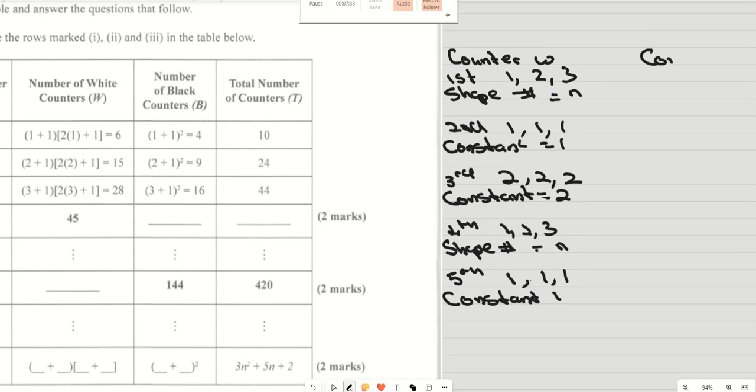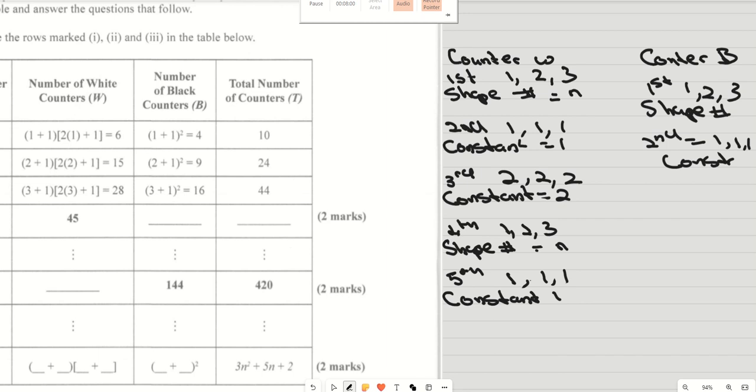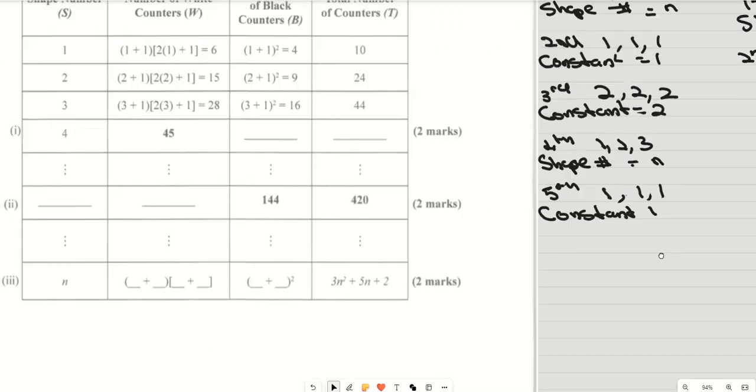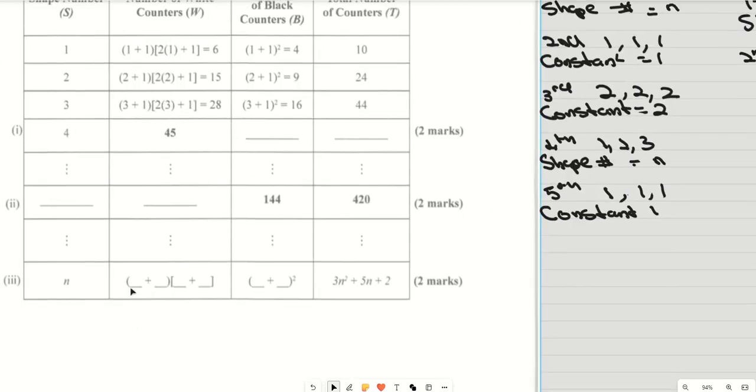let's do the working right here. Counter B, you see that the first term is actually your counter numbers, right? So your first term is 1, 2, so that's your first terms, is your shape numbers. And your second term is equal to 1, 1, 1, so that is your constant, equal to 1. Right? And then, well, T is you just add the 2. Right? Now that we know this is going to be easier to do.